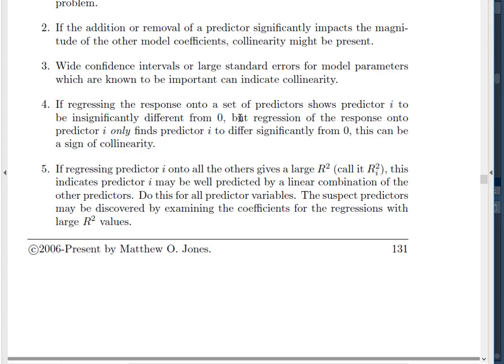But when you go to regress the response onto predictor I only, when you just make a basic linear model regressing the response just onto predictor I, and that finds predictor I to differ significantly from 0, this can be a sign of collinearity, right? If you think about that, I think that makes a lot of sense. Essentially, predictor I seems to be significant, and then suddenly it doesn't when you include some other variables.